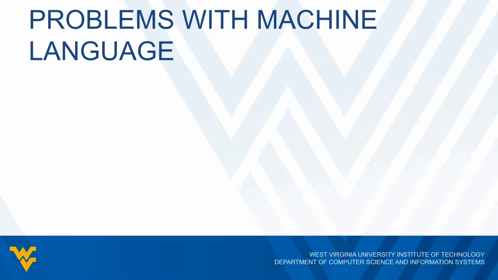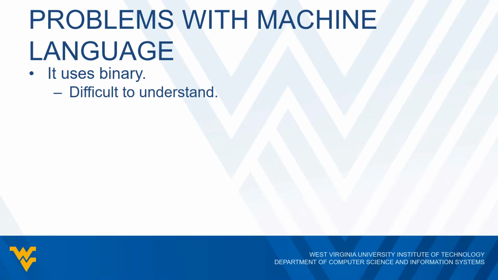So what are the problems with machine language? Glad you asked. Well, I can name a couple. First of all, it uses binary. And, well, let's face it, this is really difficult to understand. There are no natural language words or mathematical symbols or other convenient ways to notate this language. So trying to program or read anything in a bunch of ones and zeros, yeah, good luck with that. That's just not going to work.